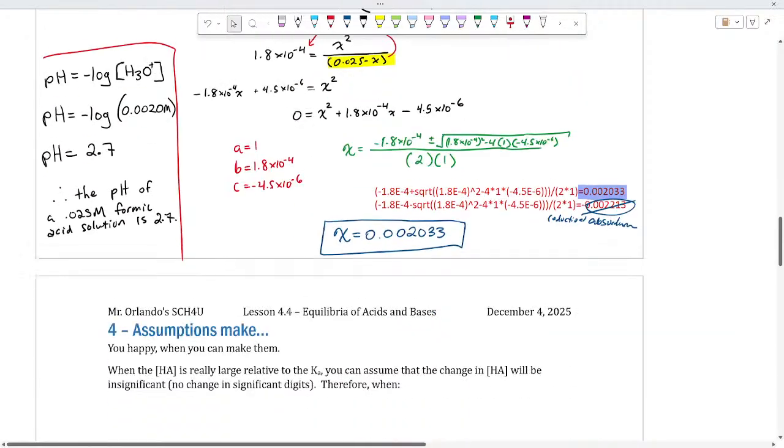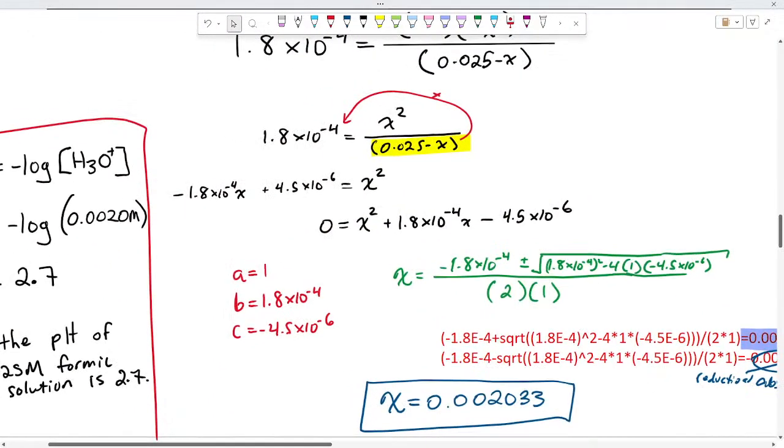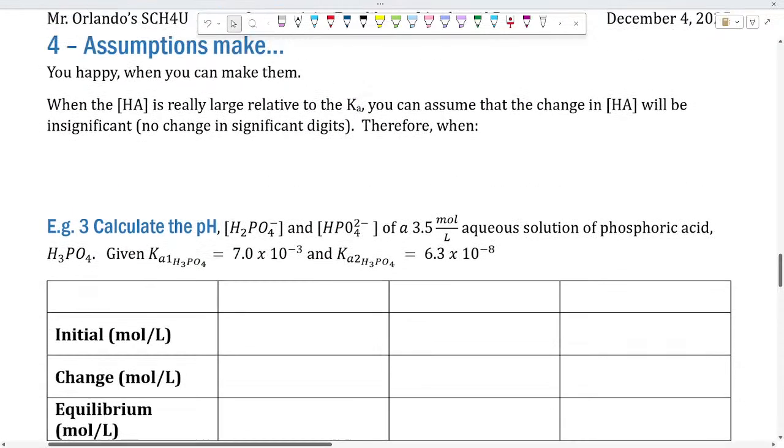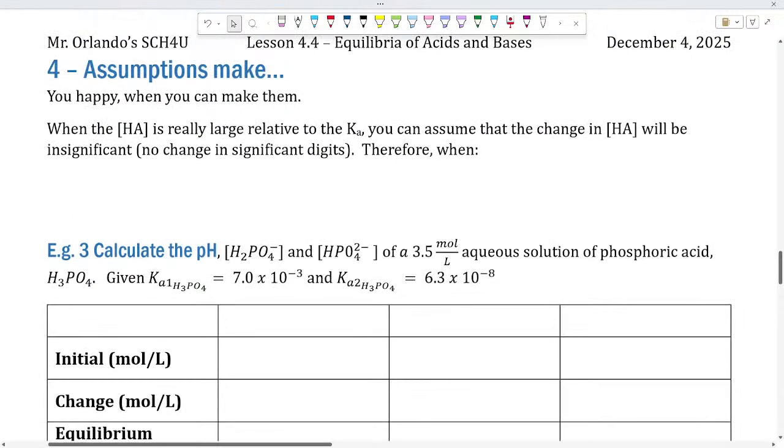Now, this first one I gave you, we did, and we had to do a quadratic. You guys did a really good job. Good job remembering it. It's been a long time since we've done some of that grade 10, grade 11 math, maybe for some of you. So good job. But now we're going to do it again, but I'm going to give you a chance to make things easier. Assumptions make things easier sometimes.